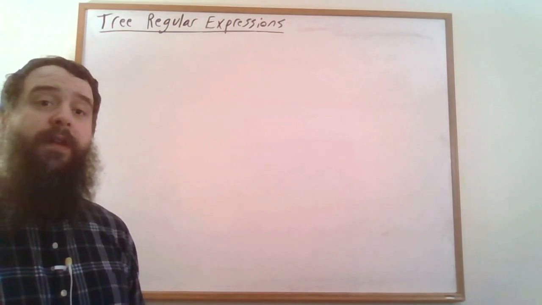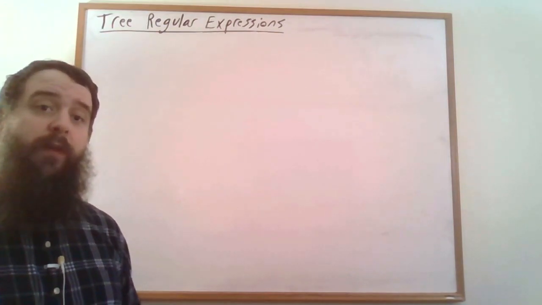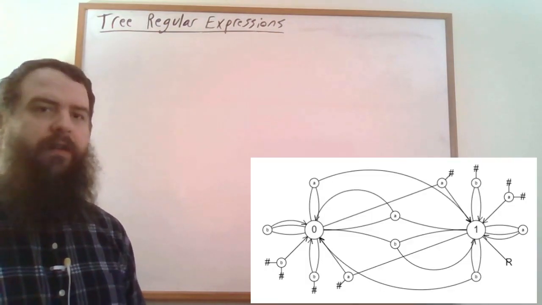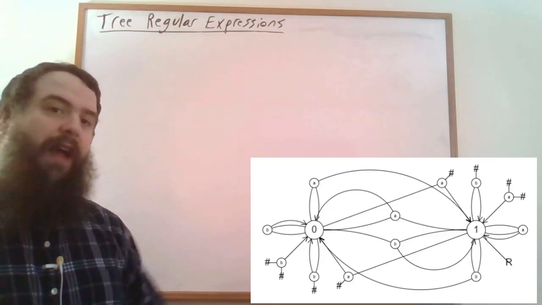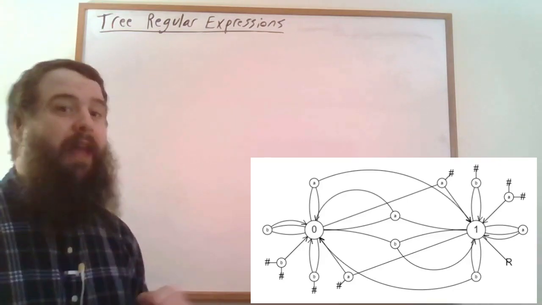So what about a more interesting example? Suppose that we have our odd number of A's automaton. This automaton actually describes 2 separate languages.